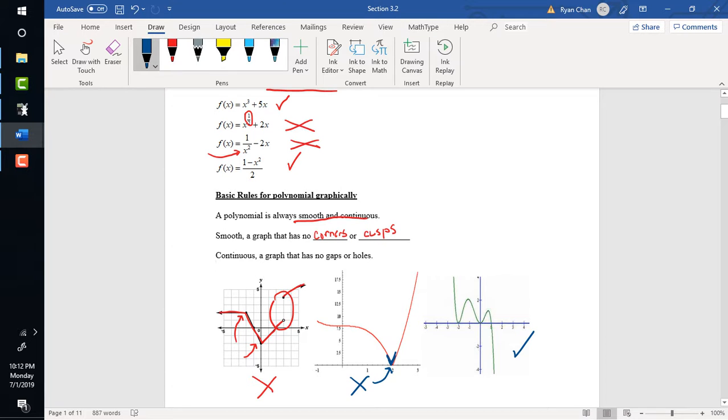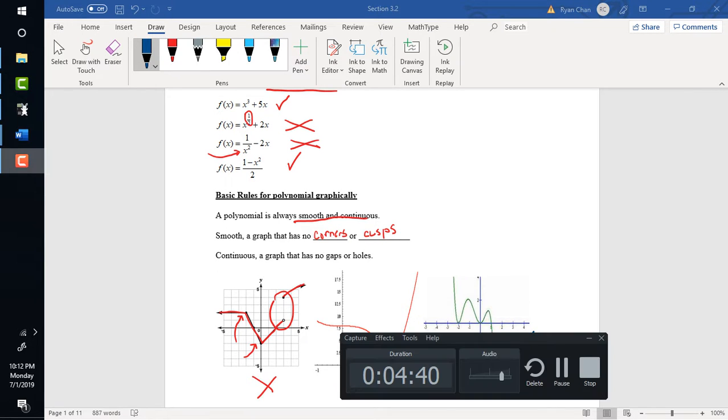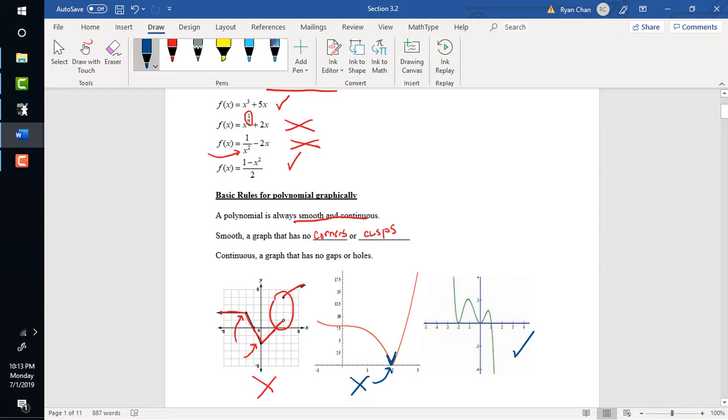One thing too is, if I graph the ones that we have up here that I X'd out, they will actually not be continuous, or they will have sharp turns in the graph. Okay, so let's talk about some more basics dealing with polynomials.